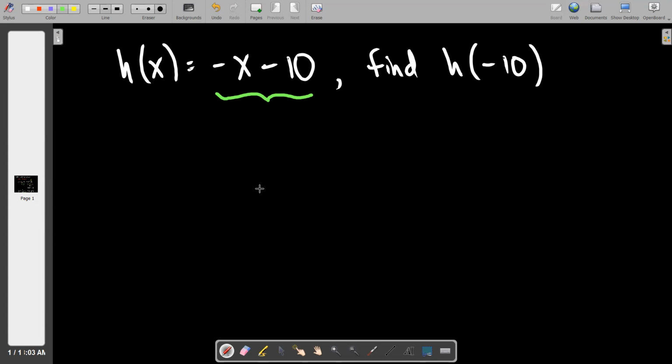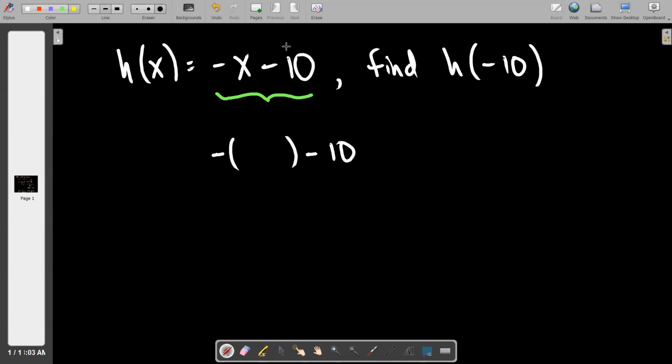The most common wrong answer to this would be someone would just look at it and go, oh, this is easy. It's negative 20. It's not. Let's take a look at what's going to happen. So when we copy down the function rule, it's going to say negative blank space minus 10. And what's going to go into that blank space?